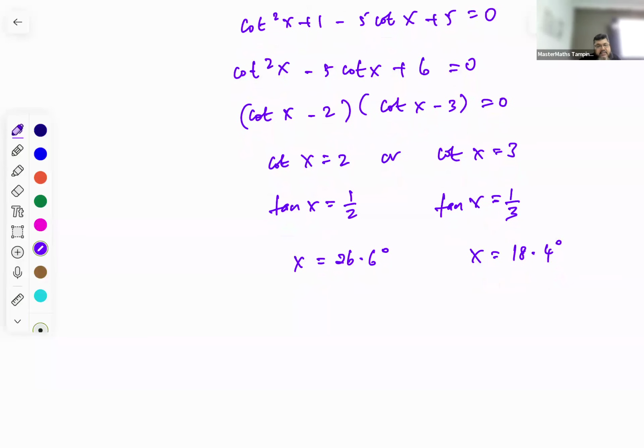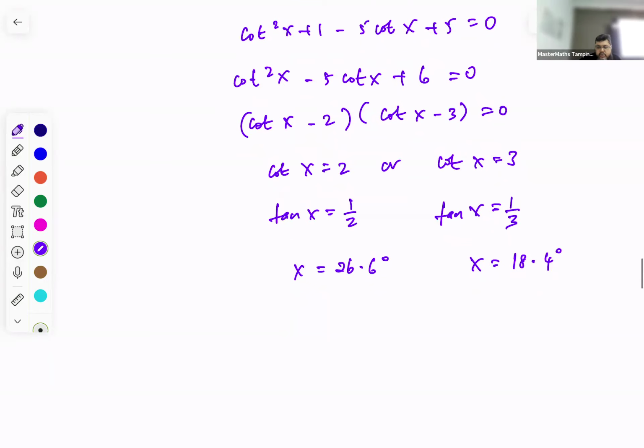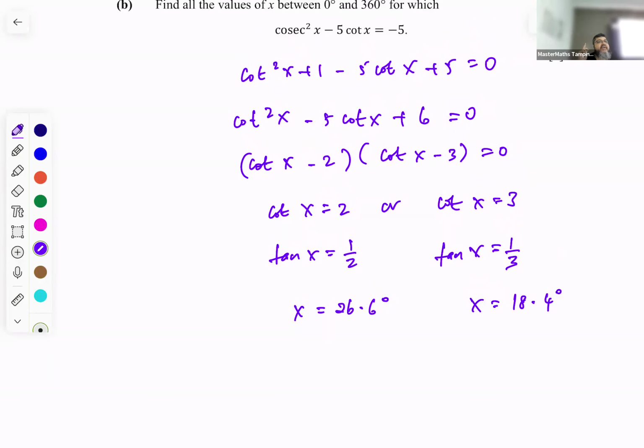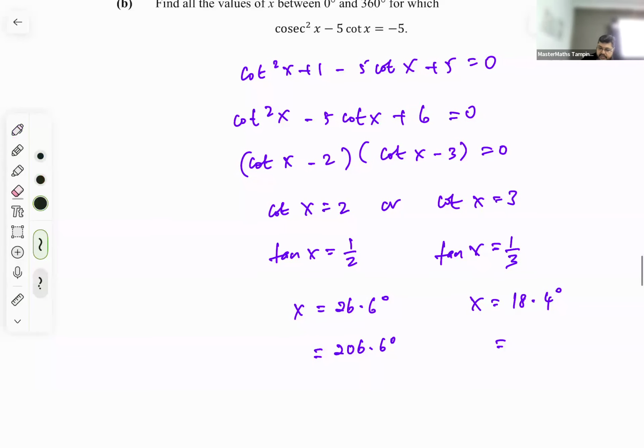After getting the two basic alpha angles, you know that your tangent is positive in the first and the third quadrant. Correct or not? So this one will be what? Another one will be what? You add 180 to this. So 180 plus 26.6, and this one 198.4. So these are the 4 answers you're supposed to give.